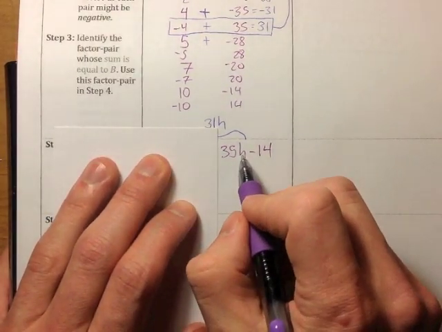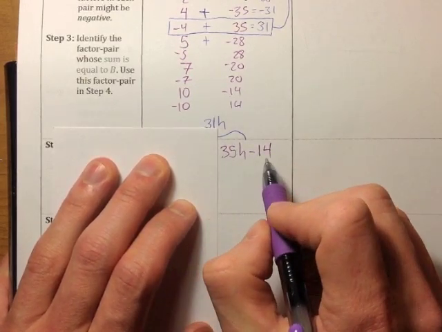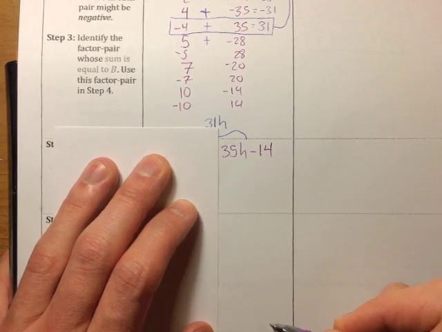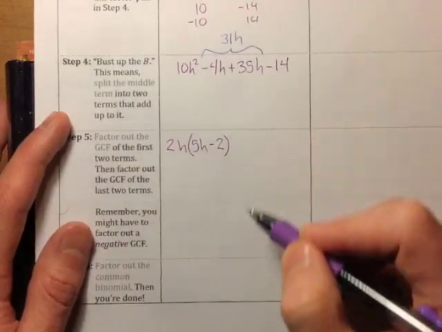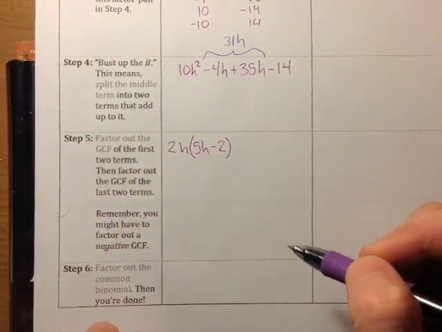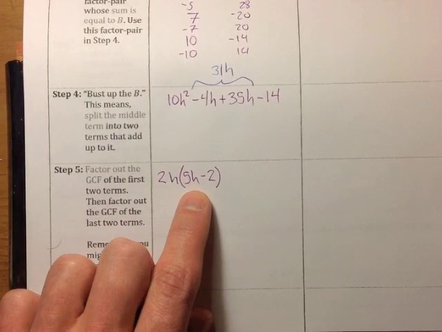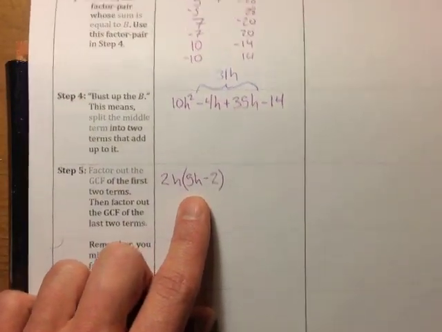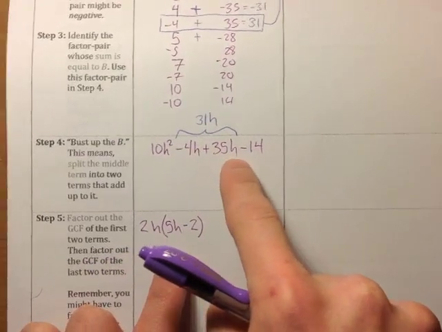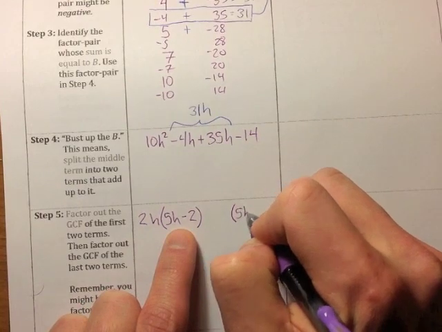They don't have an h in common. Well, it might be hard to see what the GCF of these two numbers are. What you can do, though, is recognize that in order for the rest of this to work, you need to have a common binomial. The common binomial needs to be 5h minus 2. Just like in the first problem, the common binomial was 3x plus 1. So let's just assume that we did all this correctly. We found the correct pair of magic numbers. Our common binomial needs to be 5h minus 2.